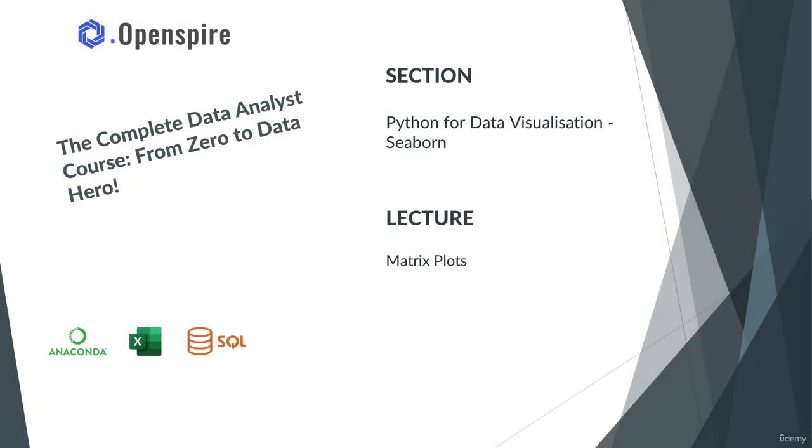In this lecture, we're going to have a look at matrix plots in Seaborn. We'll have a look at the two different types of matrix plot, which are the heat map and cluster map, as well as how to create them. Let's go ahead and get started.